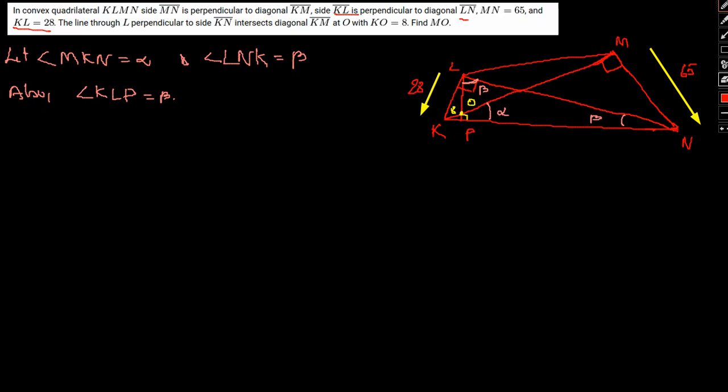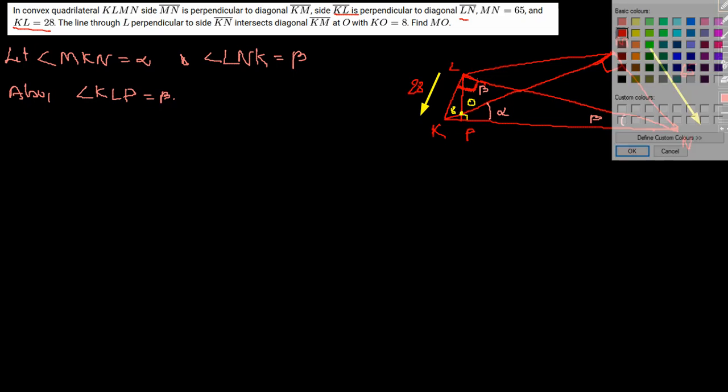Okay, my bad, so that angle is not beta. Just give me a second. So angle KLP is beta. This particular angle is again beta. So therefore KP makes this angle 90 degrees. Okay, this particular angle is 90 degrees.